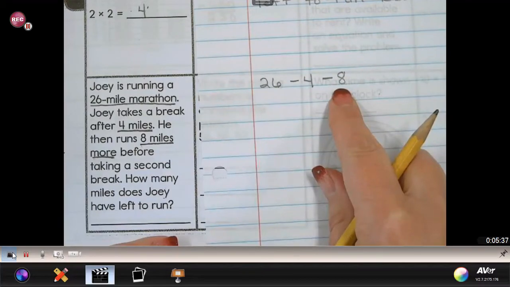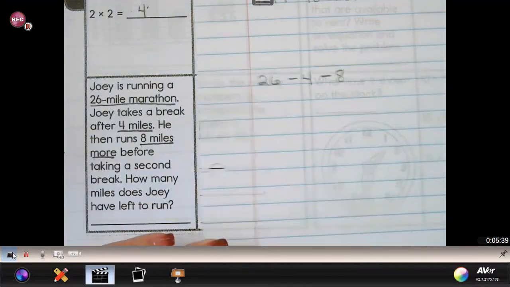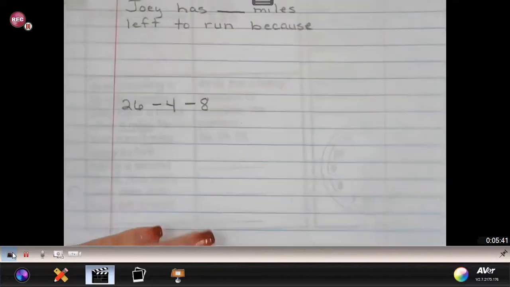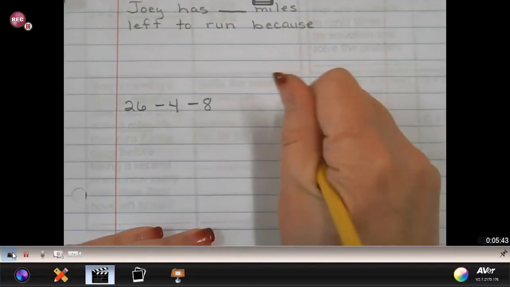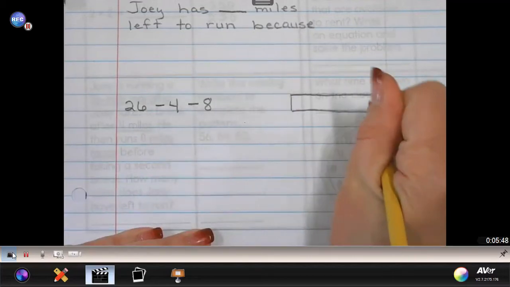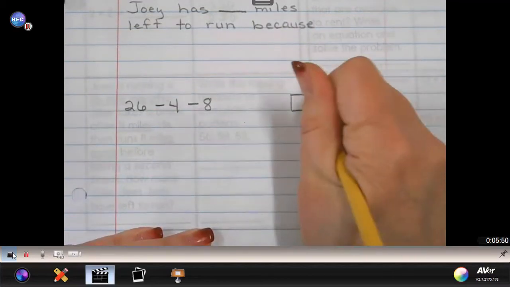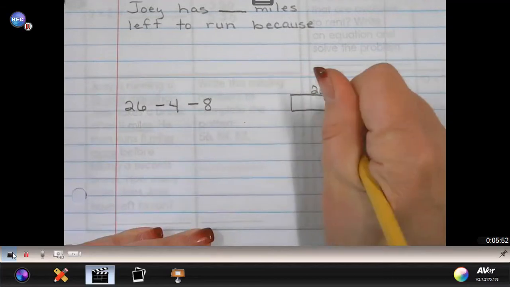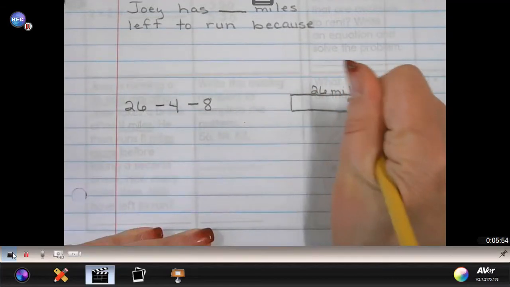Now, there's a couple of different ways that we could look at this. We could use a bar diagram. So if I think about this as a bar diagram, here's my bar. My bar is the whole race. We know the whole race. It's 26 miles.